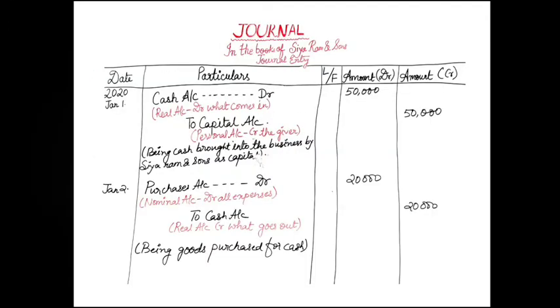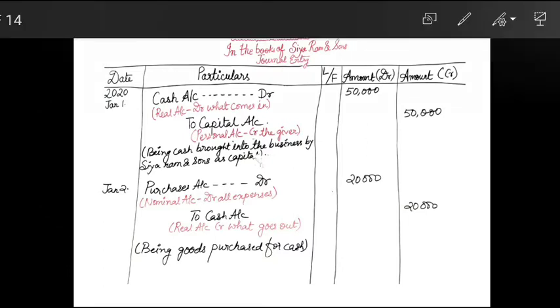So the first journal entry will be cash account debit to capital account 50,000. The entries will be cash debit, that is real account debit what comes in, and to capital personal account credit the giver. January 2, purchases account debit to cash account. Purchases nominal account debit all expenses and cash real account credit what goes out.